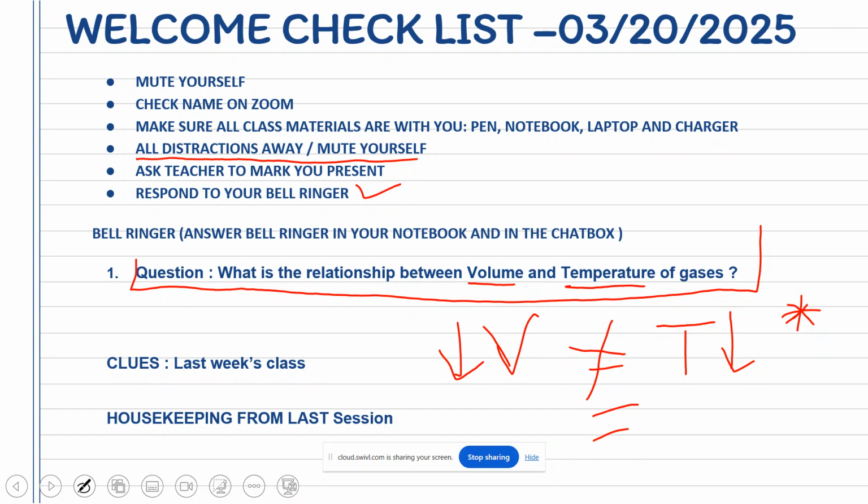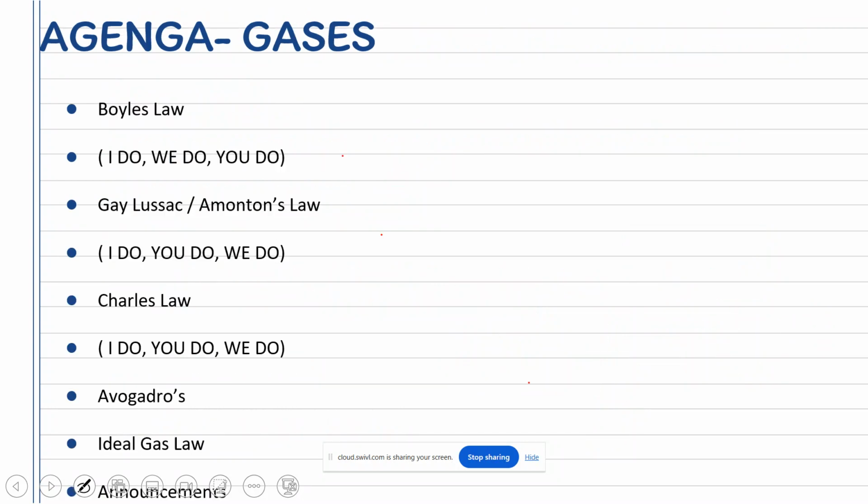And if there's any housekeeping from last week, it'll be that I want to take you through a quick description of how to draw graphs. So let's just go through it. We've finished Boyle's law, we finished Gay-Lussac's law, we're on Charles' law now. We want to finish that and get into Avogadro's law. Then we can have the combined ideal gas law. Great. So that's what we're going to do today. But today we're going to focus on Charles' law.